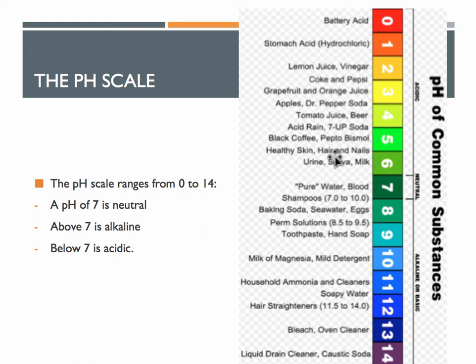Urine, saliva and milk all have the same pH of 6. Our blood has the same pH as pure water. Our blood is neutral. And there's lots of other substances on there, but I won't go into too many more of them.